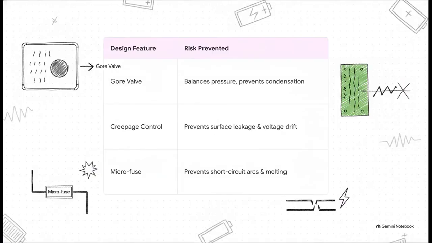All right, Section 3, DFMEA, Design Prevention. Let's move upstream to the design phase. How do engineers architect the hardware to kill these risks at the source? It's all about the details. To stop sensor drift caused by condensation, they use Gore valves to seamlessly balance the internal and external pressure. Down on the PCB level, creepage distances and clearances are strictly enforced in the high-voltage zones to prevent surface leakage. They even integrate micro-fuses to stop short-circuit arcing in its tracks. Every single one of these design choices is about ruthlessly protecting that core measurement accuracy.